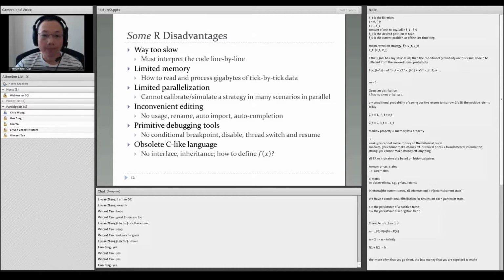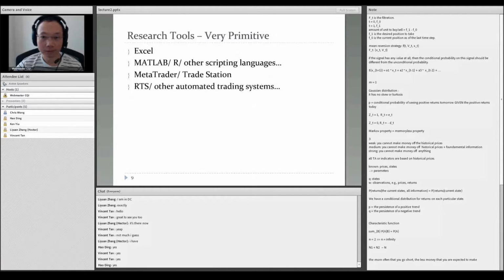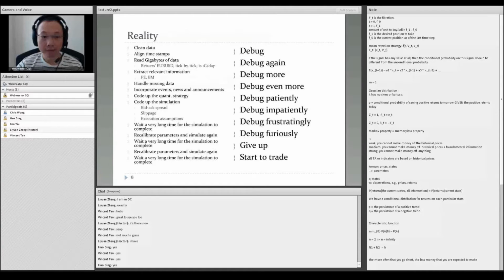These are the advantages of R compared to general purpose languages. But the biggest problem with R is this: you cannot make sure that your source code is correct. If you go back to the slide that I had previously, you start trading after you give up, because you're so frustrated in debugging your code. I mean, this is not to say that after you spend long enough time, then your code is correct. This is not like that.